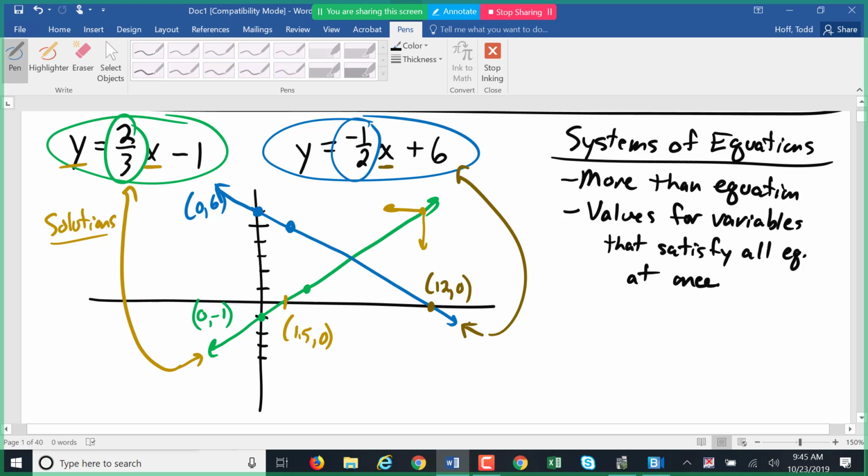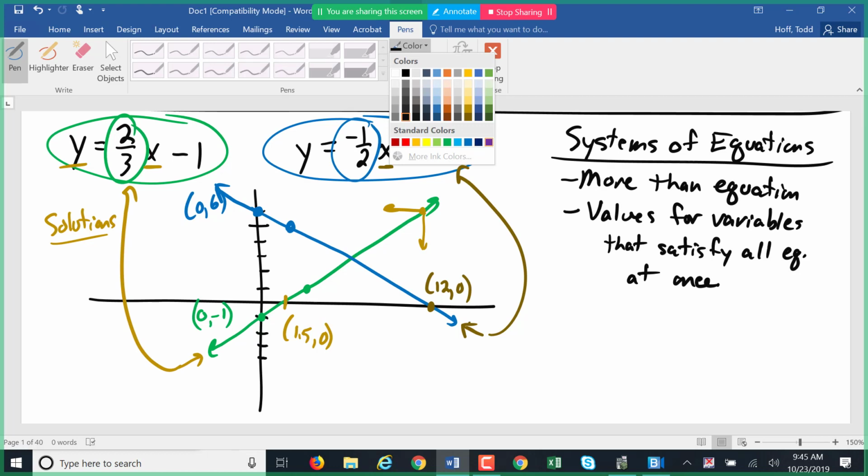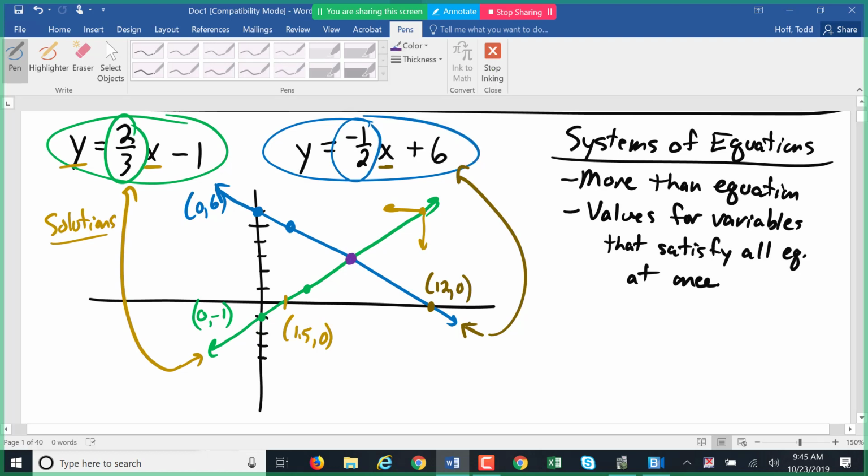Well, we said the blue line is the set of all points that satisfy the equation circled in blue. The green line is all the points that satisfy the equation circled in green. The points that satisfy both of them are right there, where they cross. Where the two lines cross is the solution to both equations. If we graph this very carefully, we would find this point here to be (6, 3). That makes both equations true.